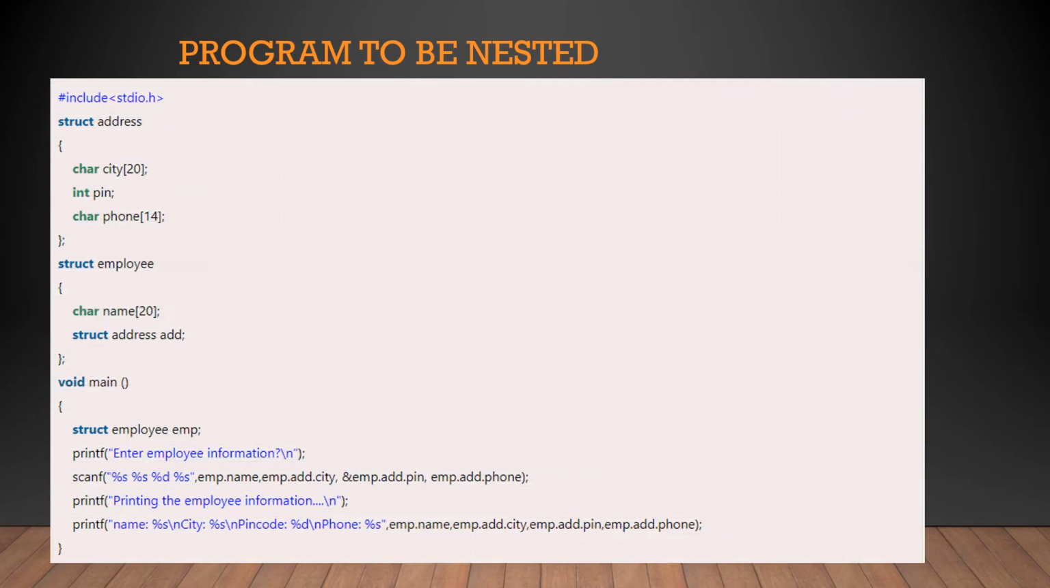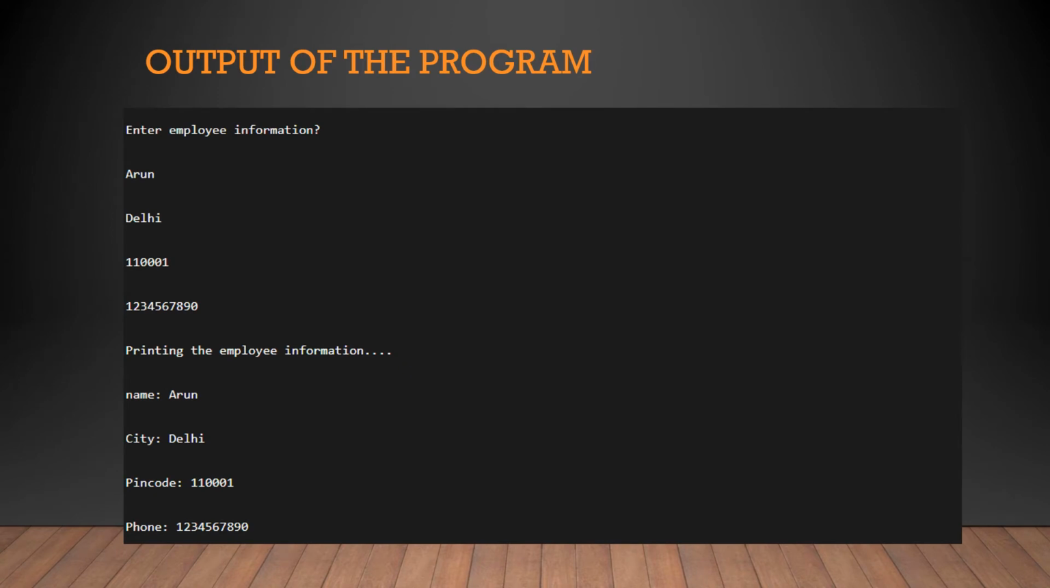Let's look at a program on nested structures. In this program, there are two structures, employee and address, and the structure address is being nested in the structure employee by writing the code. Now, let's see the output of the program. The output of the program would be: enter employee information, Arun, Delhi, the pin code, the phone number, etc.